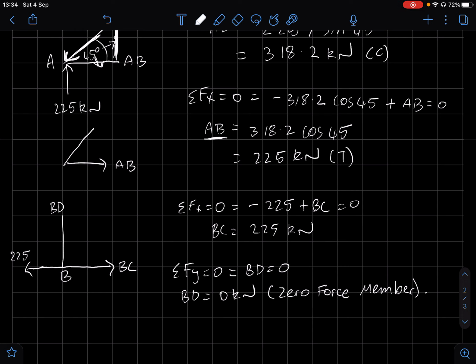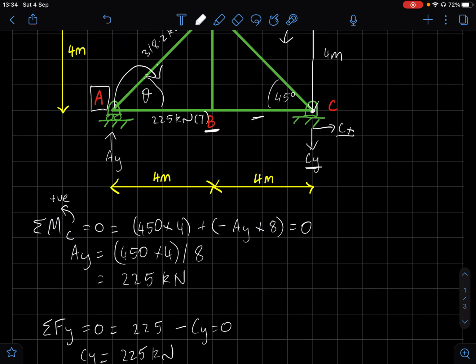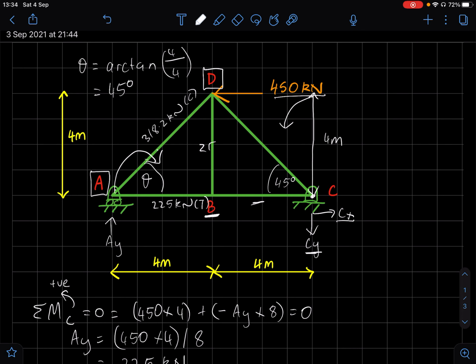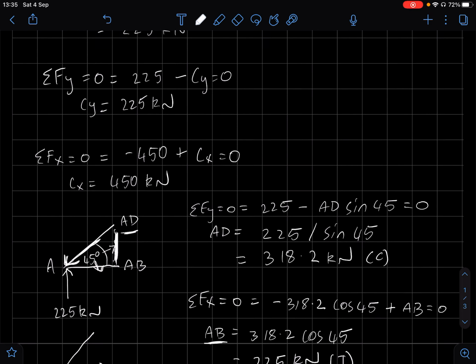So that's a new one. But otherwise, we've got everything that we need. So BC, it's acting away from the joint B, so that we know is going to be in tension. Just going to put 0 force member for that one. And then BC is going to be 225 kilonewtons, also in tension. So the last member that we need to calculate is this one here, right? DC or CD. Let's draw that last one.